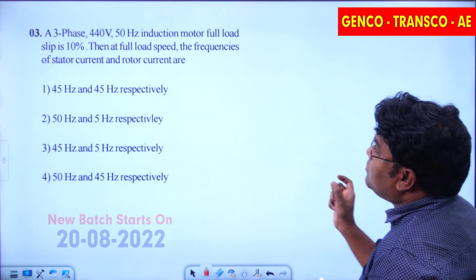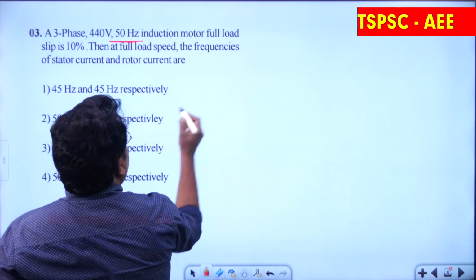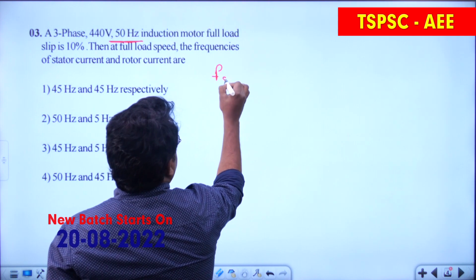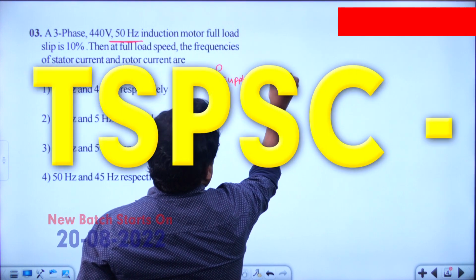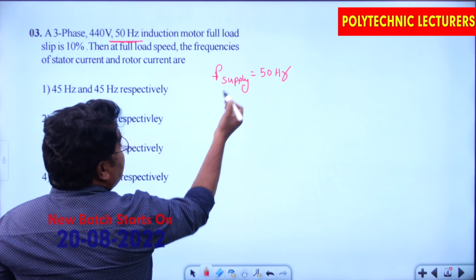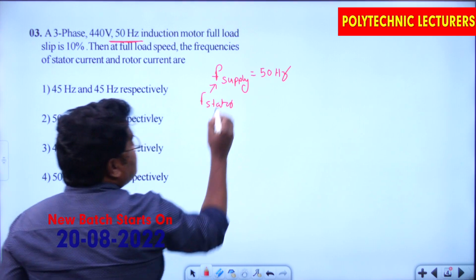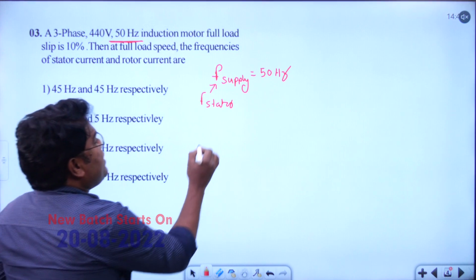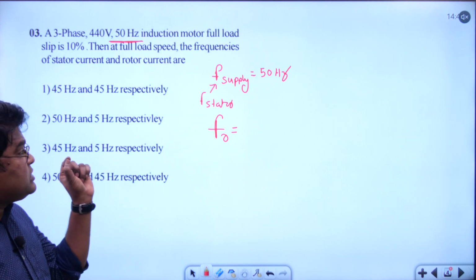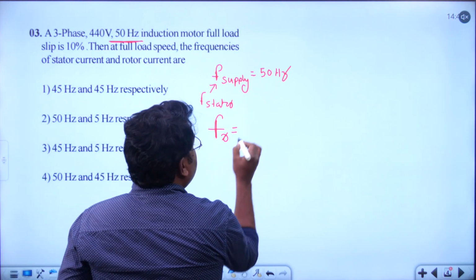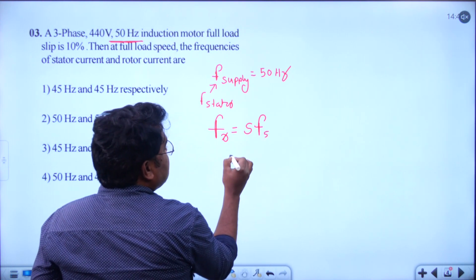So we need to find the frequencies. Initially, the given supply frequency is 50 Hz. This supply frequency is also called the stator frequency of the motor. Now we need to find the rotor frequency Fr. What is the relation between the stator frequency and rotor frequency? Fr is equal to the slip times the stator frequency Fs, or supply frequency.